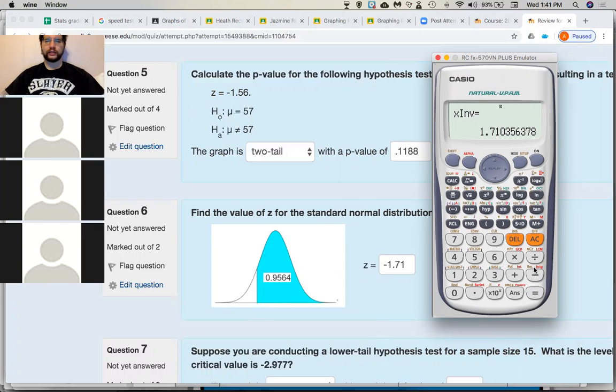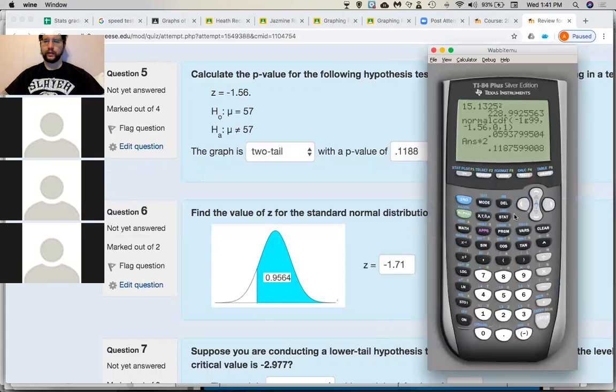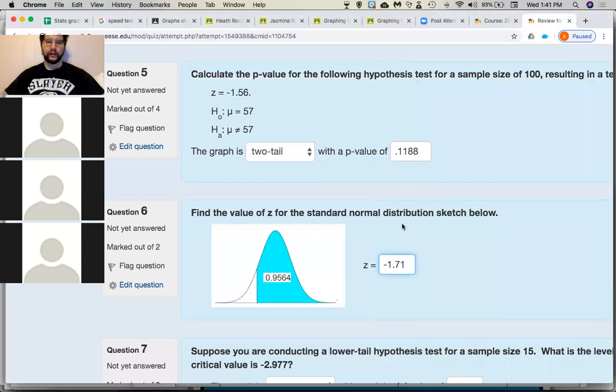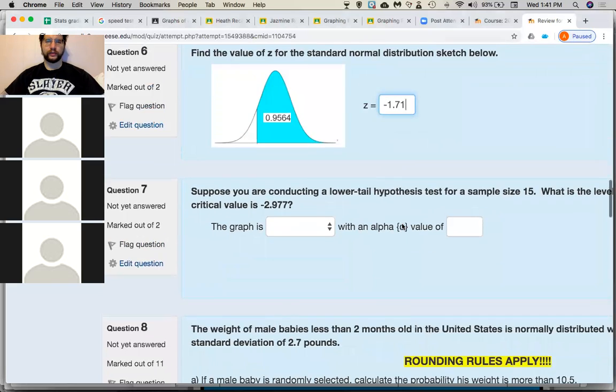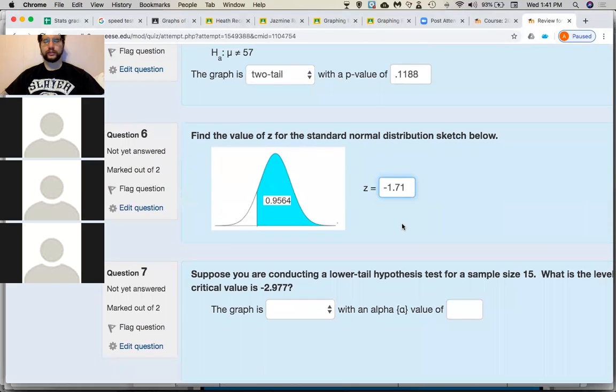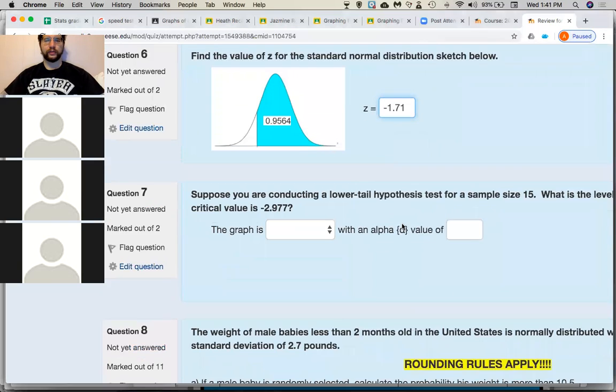You could also just do, I'll do this one on the TI, same thing on either one: 1 minus 0.9564. Leave those alone. And you get the actual negative 1.71. So it's up to you how you do these. If you want to use a chart, go for it. If you don't want to use a chart and you'd like to use your calculator, do that too.